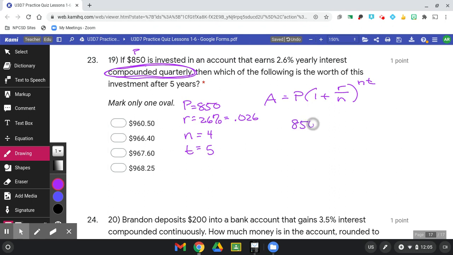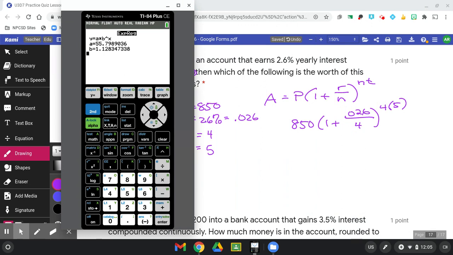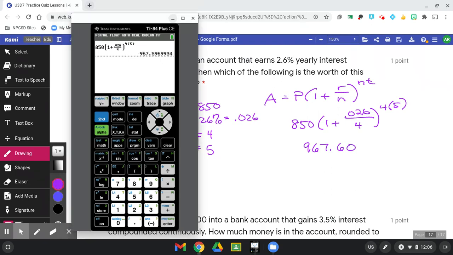So I'm just going to go ahead and put that in my calculator. $850 times 1 plus 0.026 over 4, raised to the 4 times 5. And I get $967.60.